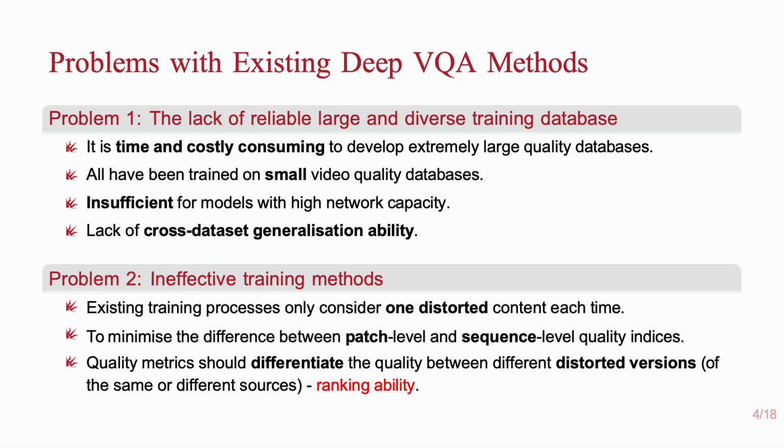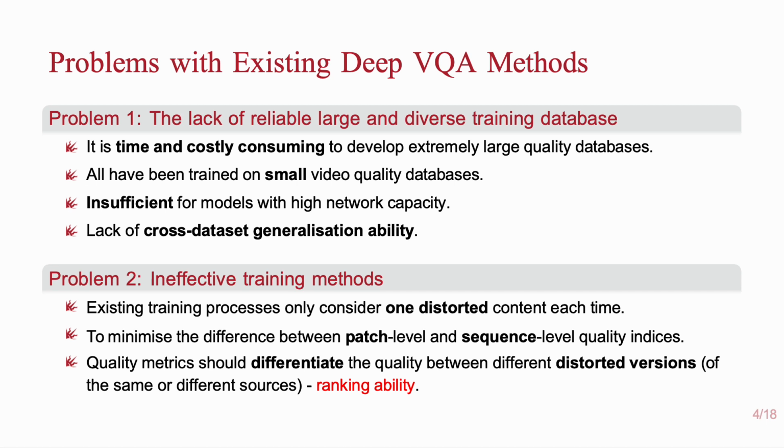Problem one is the lack of reliable, large, and diverse training databases. Most existing methods were trained using a relatively small video database, typically with only a few hundred subjective labels, because subjective tests are costly and time consuming. This is insufficient for training a model with a relatively high network capacity. This is why most existing deep VQA methods only perform well when cross-validated on a single database, and show unsatisfactory cross-dataset generalization ability.